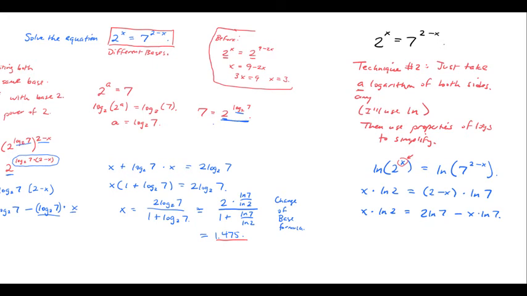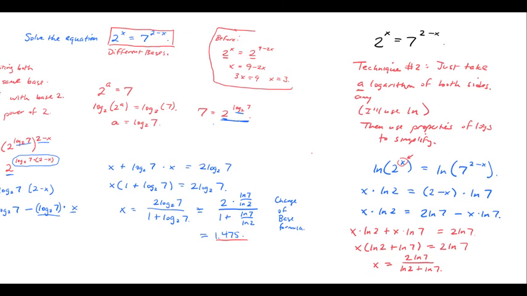So adding x times natural log of 7 to both sides gives me x times natural log 2 plus x times natural log 7 equals 2 times natural log of 7. And then factoring out that x gives me x times (natural log 2 plus natural log 7) equals 2 times natural log of 7. And I could now divide by that constant to get x equals 2 natural log 7 over natural log 2 plus natural log 7. And let's see what that comes out to. I'm hoping it comes out to 1.475 because that's what I got earlier and I was solving the same equation. So we should probably be concerned if we don't get the same value.